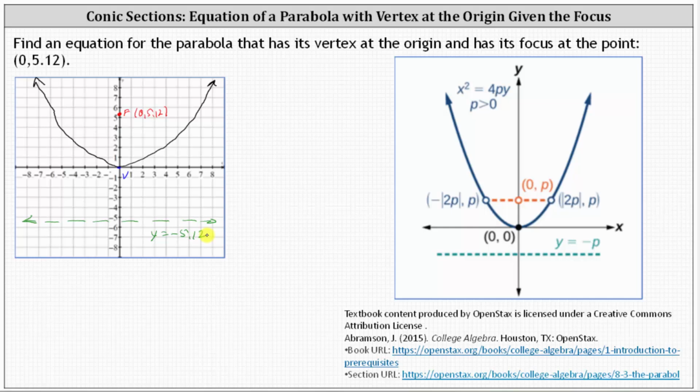And again, because the parabola opens up, we know the equation must be in the form of x squared equals 4py, where p is going to be positive or greater than 0, and because the focus is (0, 5.12), p equals 5.12, giving us the equation x squared equals 4 times 5.12 times y. Simplifying, we have x squared equals 4 times 5.12, which is 20.48, giving us x squared equals 20.48y.